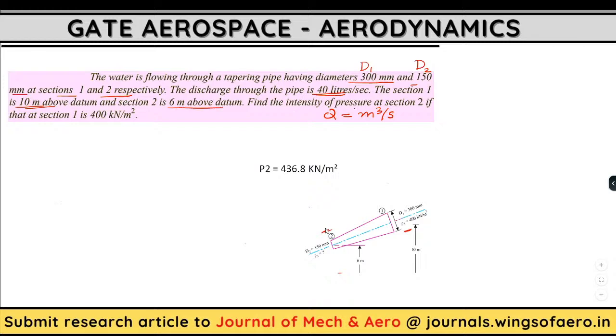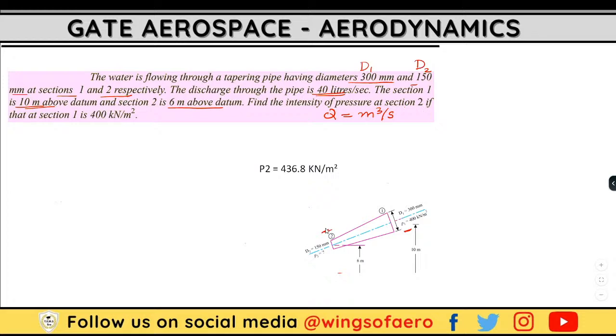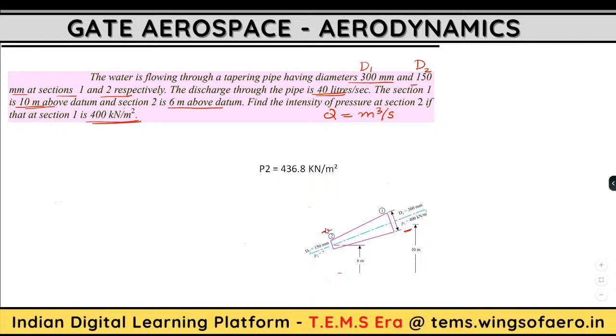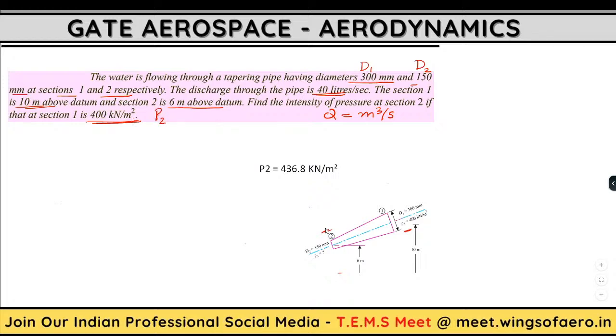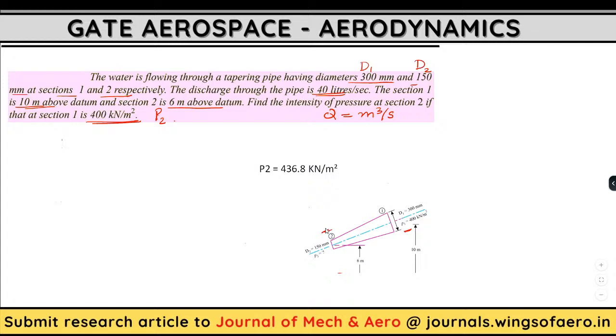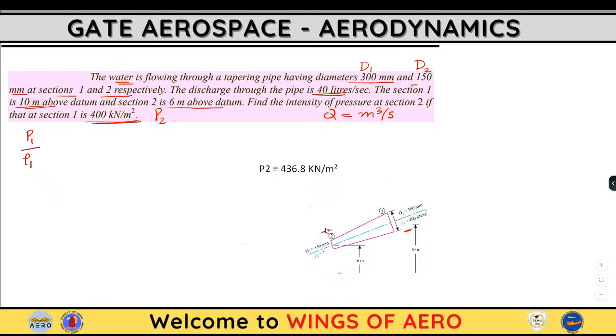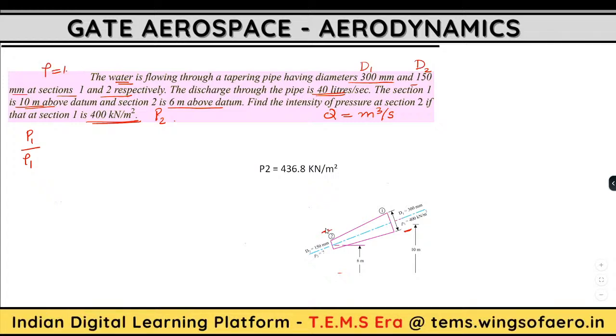Find the intensity of the pressure at section 2 if that at section 1 is 400 kilonewton per meter square. So you have to find the intensity of the pressure. How can you find it? Can you utilize the same formula? That is P1 by rho g. Now what have they given for rho? Rho is water. Always remember the density of water is 1000 kg per meter cube.